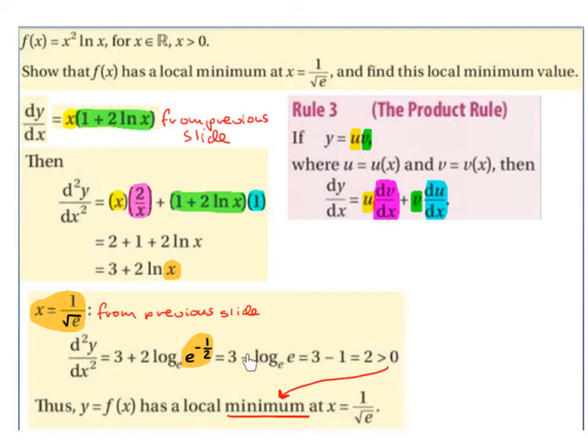So this just becomes minus log base e of e. So we have 3 minus log base e of e equals 3 minus 1, because log base e, when the base and the argument are matching, we just get 1. So 3 minus 1 is 2, and 2 is greater than 0. Thus, y equals f of x has a local minimum at x equals 1 over root e. So it has a minimum point.